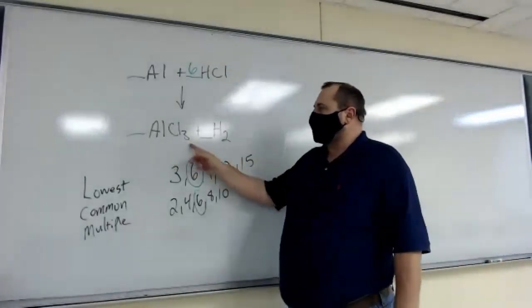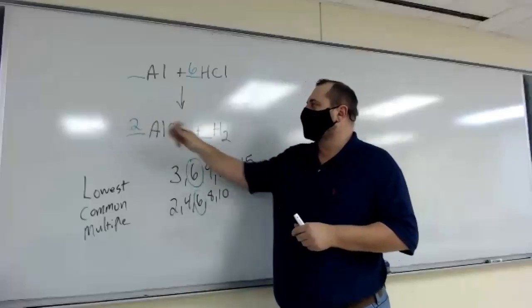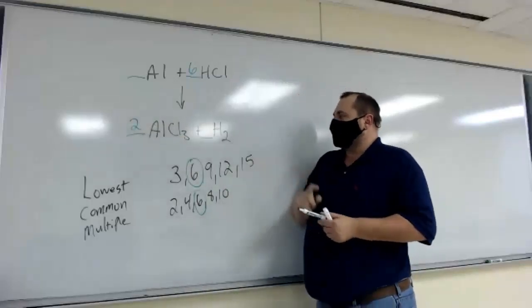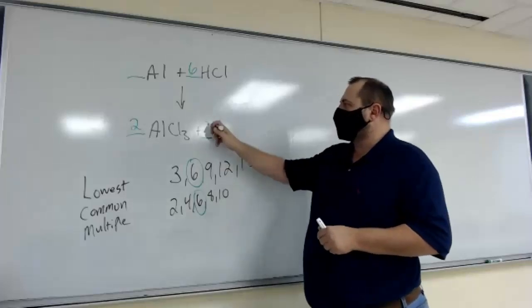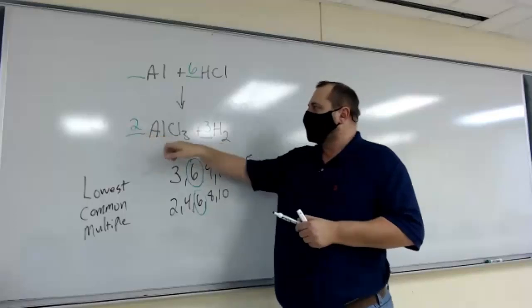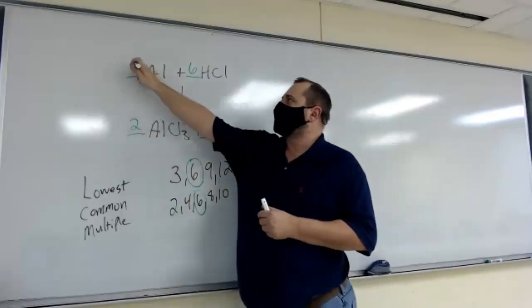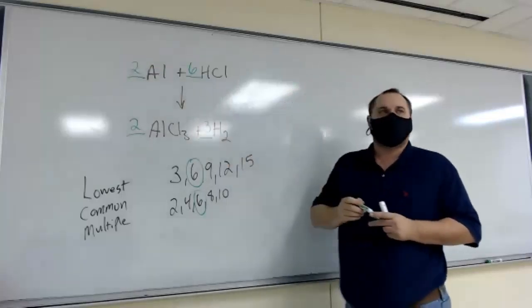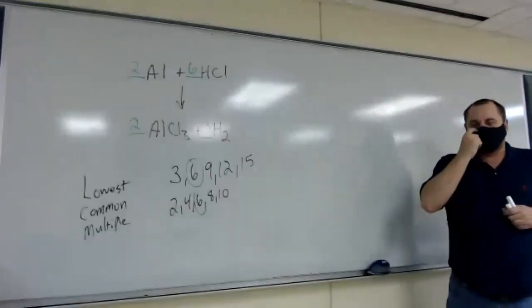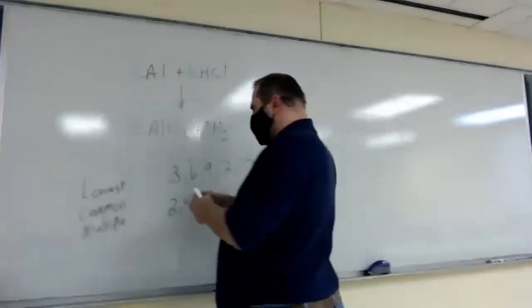How am I going to get 6 chlorines? Multiply this by 2. How am I going to get 6 hydrogens? Put a 3 there. Right. So I now have 6 hydrogens, 6 chlorines. Oh, I got 2 aluminums. No problem. I'll come back up to 2 there. So that trick speeds things up a little bit. That's our first little trick.